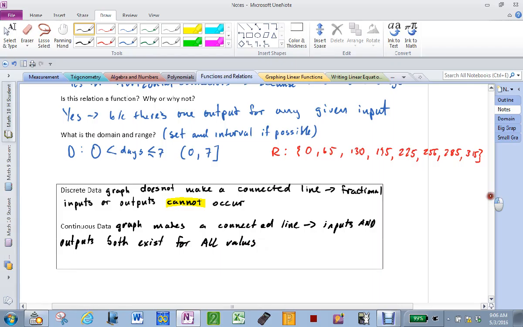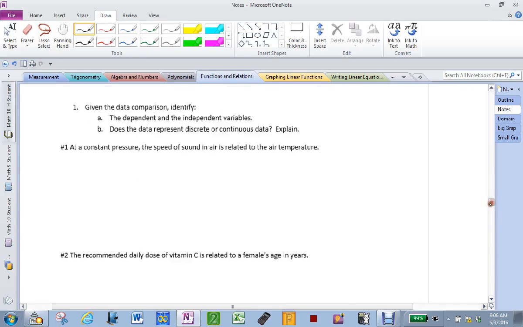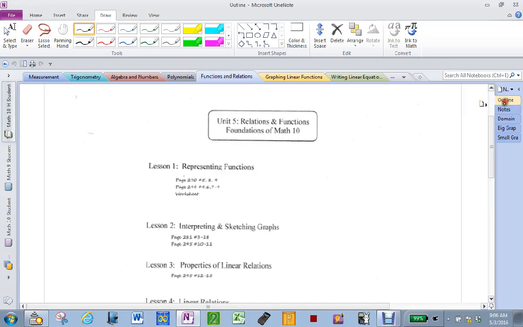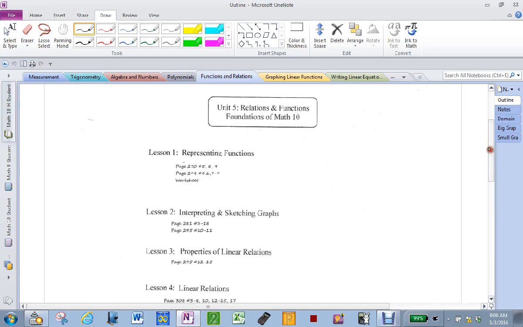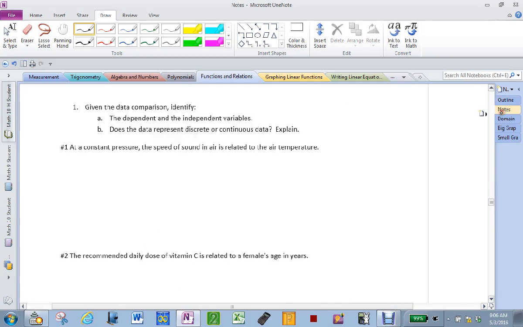All right, turn the page over. There's 4 questions here. Talk to your neighbor. Figure out the DV, the IV, and discrete or continuous with an explanation. When you are done that, then go to your textbook and start on 281 and 295.